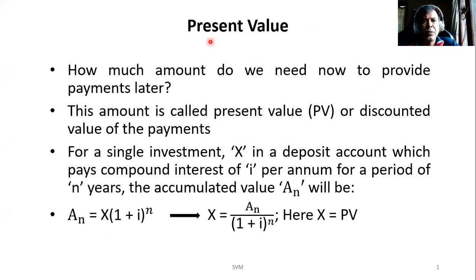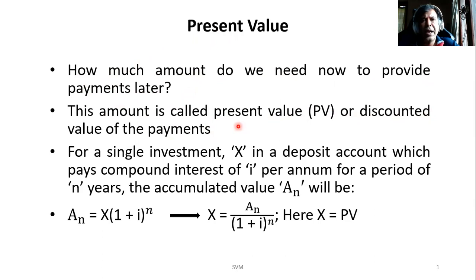Suppose I am supposed to make some payment, let us say some 5 lakh payment after 5 years. How much should I provide in funds today so that I will be able to pay that 5 lakhs at the end of the 5th year? That value, what I'm calculating to be deposited today or to save today, is known as present value. So how much amount do we need now to provide payments later? This amount is called present value or the discounted value of the payments.